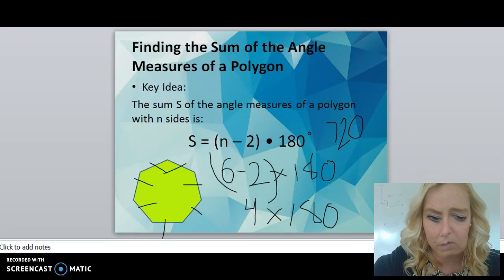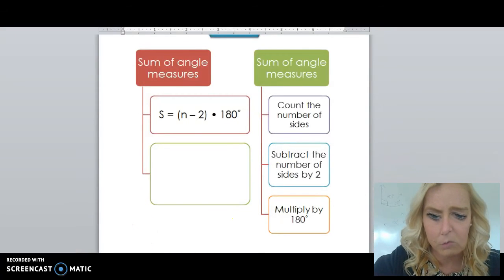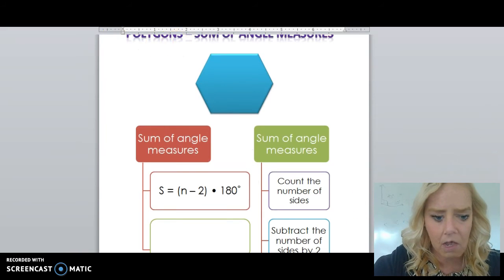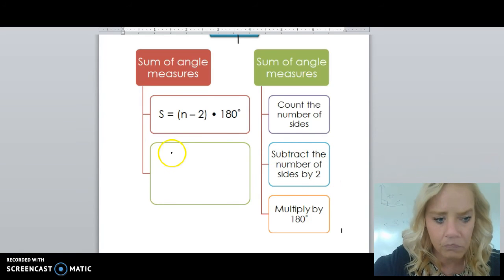Okay, let's open up to our graphic organizer. So I have the steps listed, and then we're going to do an example. So the first step is count the number of sides. So I have 1, 2, 3, 4, 5, 6. So I'm going to count the number of sides. Next step, subtract the number of sides by 2.